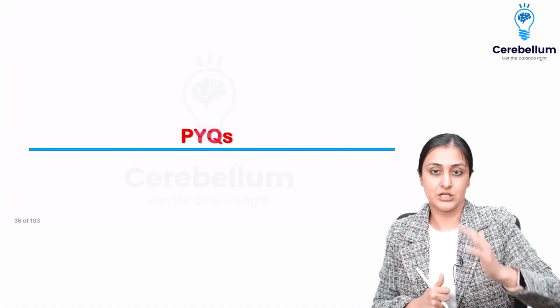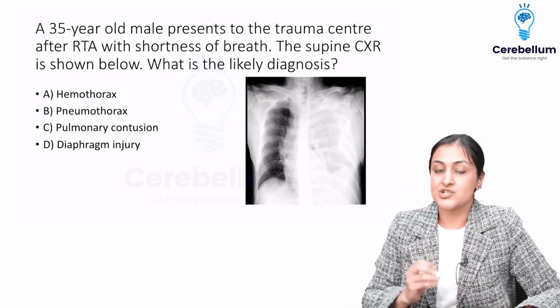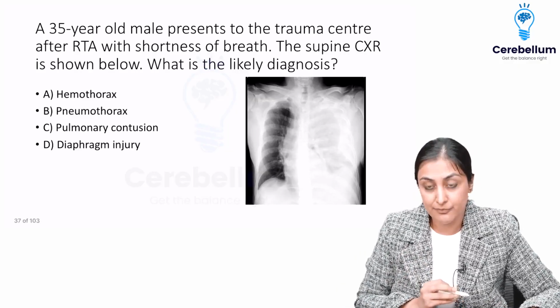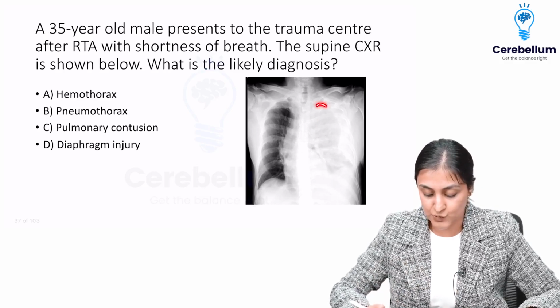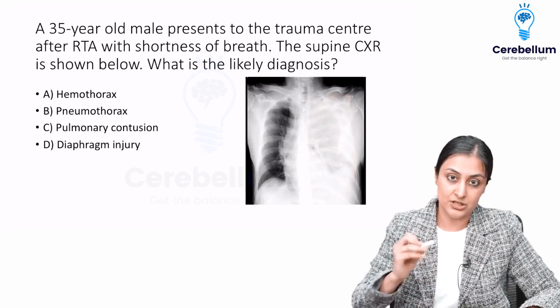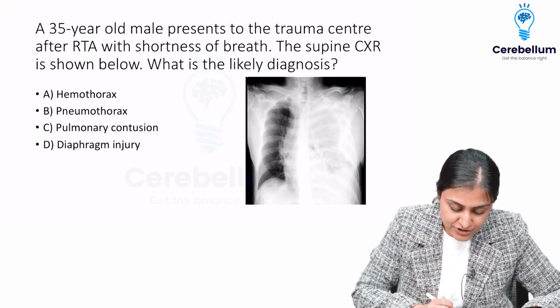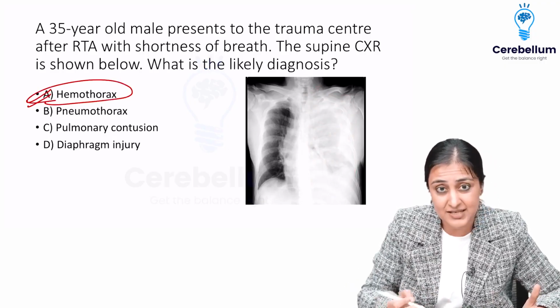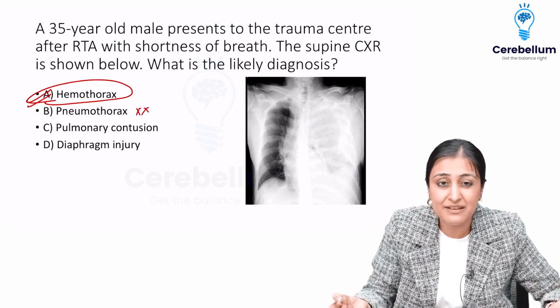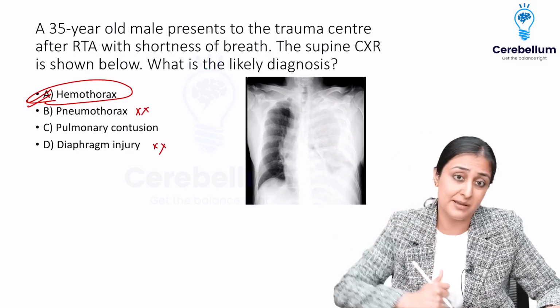Very important. Looking at the questions here, so we have a male presenting to trauma center with shortness of breath. Supine X-ray is shown. So on supine, we will not see the meniscus. You will see complete opacification. So what is it? Complete opacification, contralateral shift, hemothorax. Can this be pneumothorax? Never. It will have air. Can this be diaphragm injury? No, that will have raised hemidiaphragm.